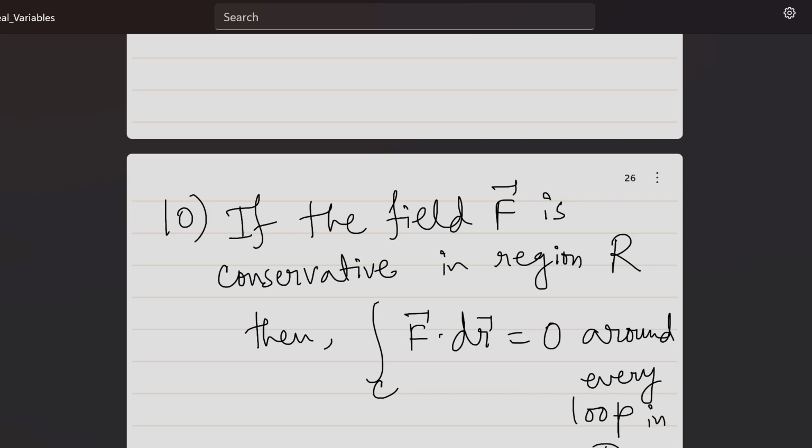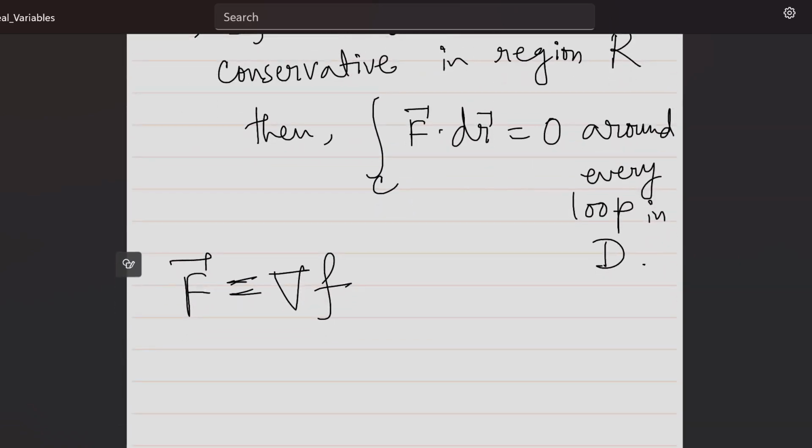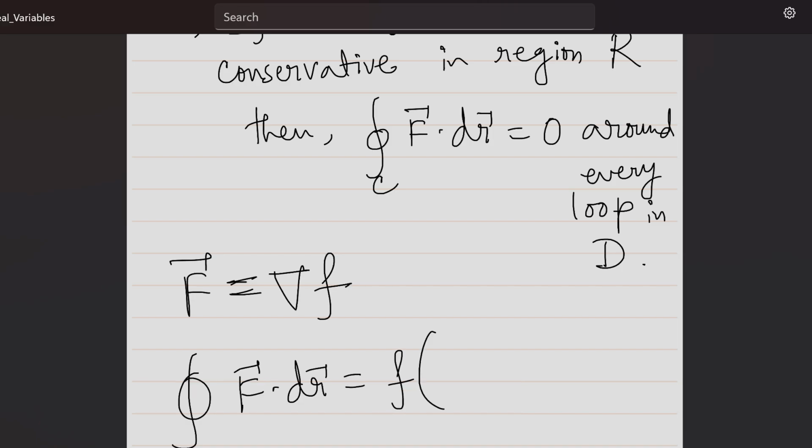So F is conservative means F equals grad of small f, where small f is a scalar. Now you know that the integral of F dot dr depends only on the initial and final point. That is, the functional value of f at the final point minus the functional value at the initial point.